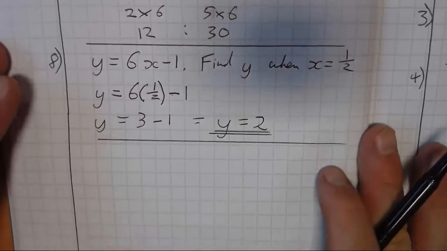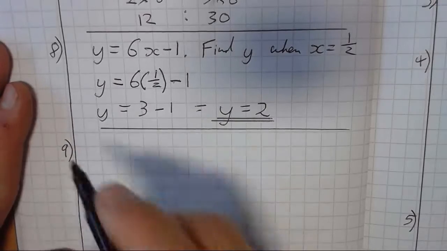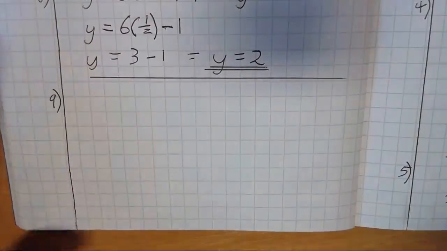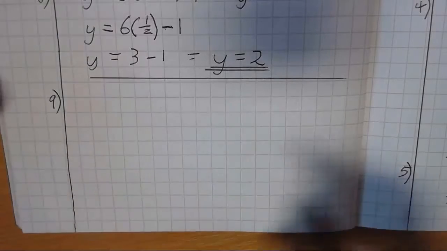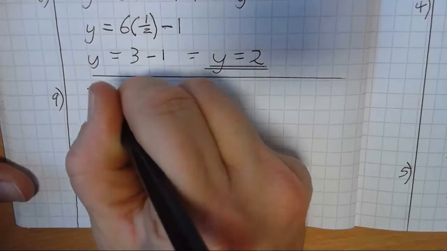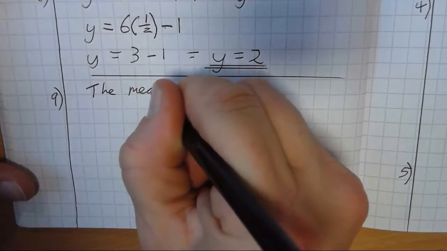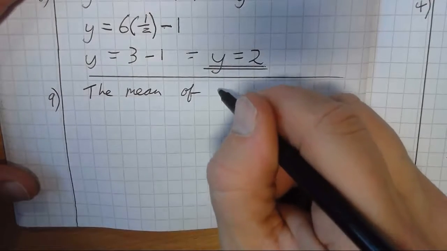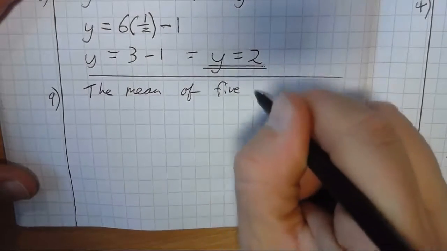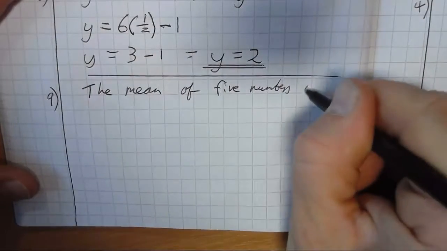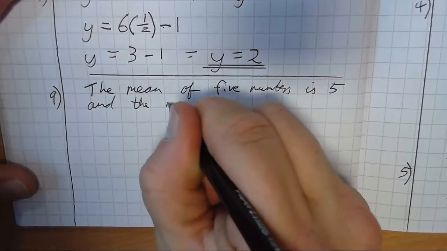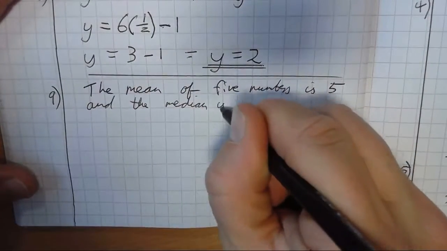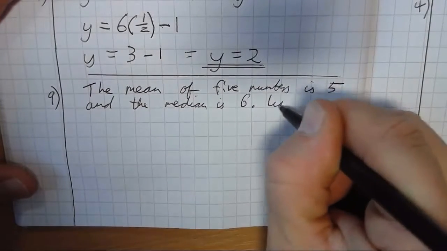Next question, question 9. This is one which you guys tend to struggle with a bit. It's an averages problem-solving question, and I think in one of your past papers you really did find this kind of question difficult. So, the mean of 5 numbers is 5, and the median is 6. List the numbers.